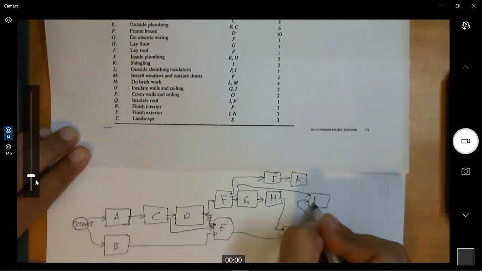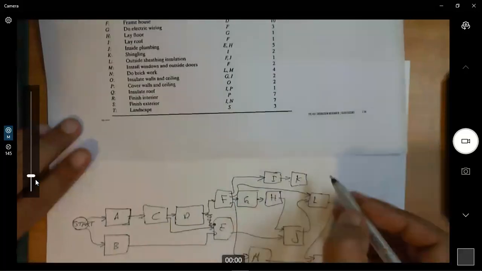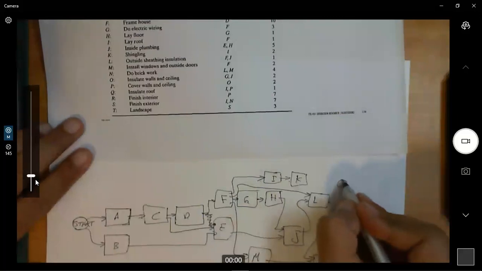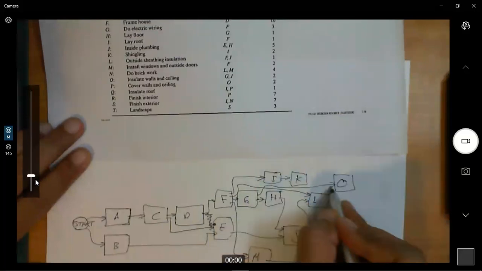That was L. Then what's next? Install windows, that's activity M. And do brickwork, which is N. The predecessors for N are M and L. It's a big mess now. O, insulate walls and ceiling. The predecessors are G and J. Let's just throw it here. O, G and J, right? So this one is here and this one here.